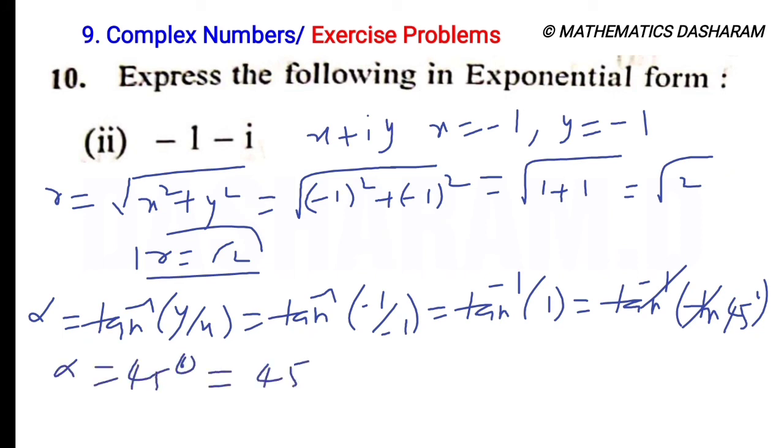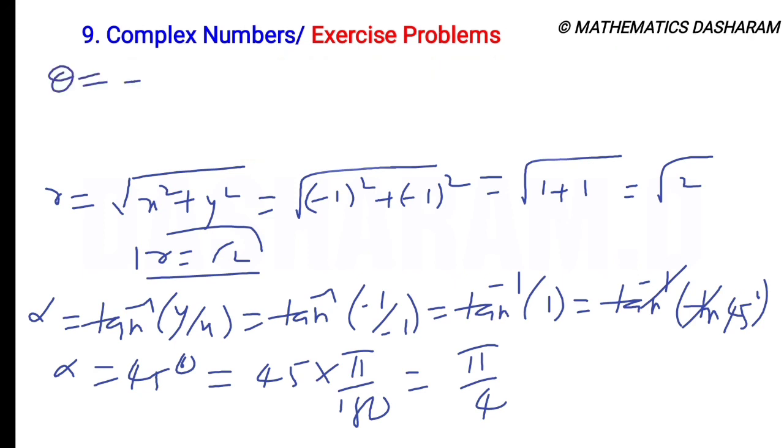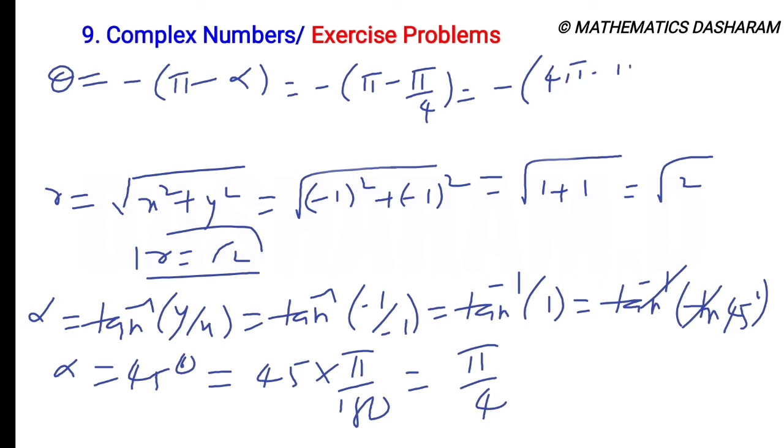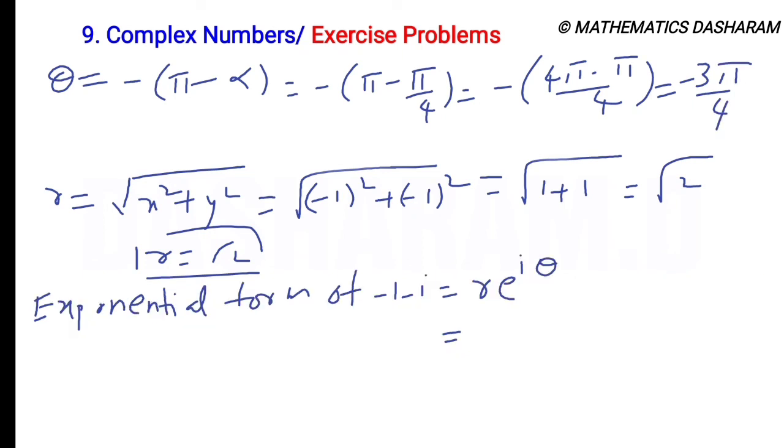This 45 degrees converted into radians, multiplying with pi by 180, equals pi by 4. Then theta equals minus bracket of pi minus alpha. So minus bracket of pi minus pi by 4, so it equals minus 4 pi minus pi divided by 4. So minus 3 pi by 4 is the theta value. So the exponential form is r into e power i theta. So r value root 2, e power i into theta value minus 3 pi by 4.